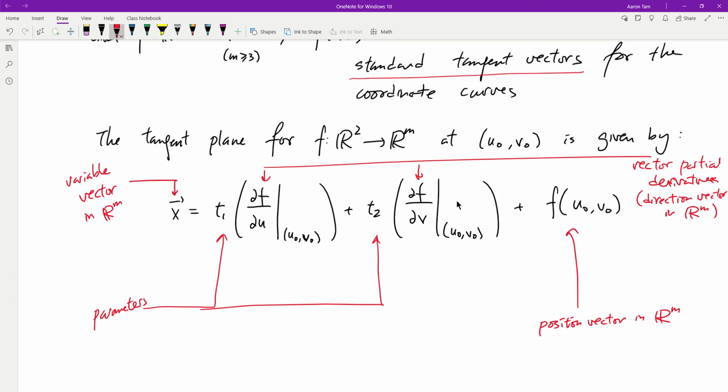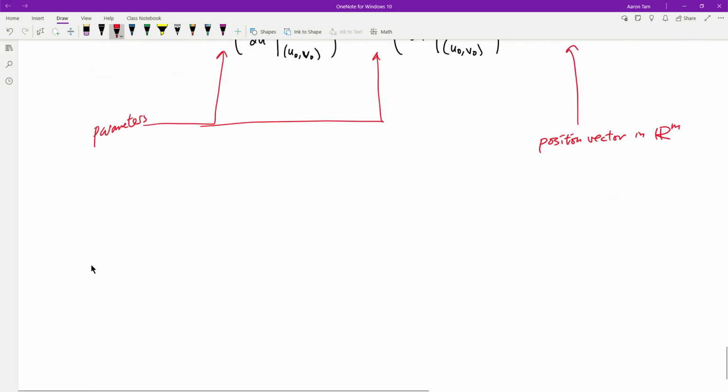Okay? And it's important to identify that these two direction vector partial derivatives have to be evaluated at the point where you form the tangent plane. Otherwise, they would not be two fixed direction vectors and therefore we would not be able to form a plane. Now, maybe I'll show you a very simple example just to illustrate.